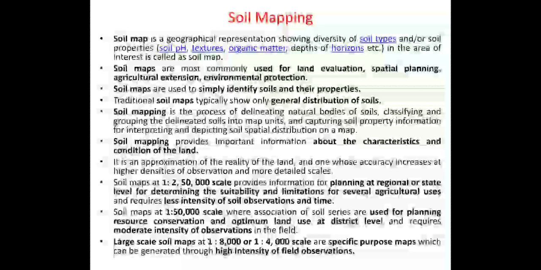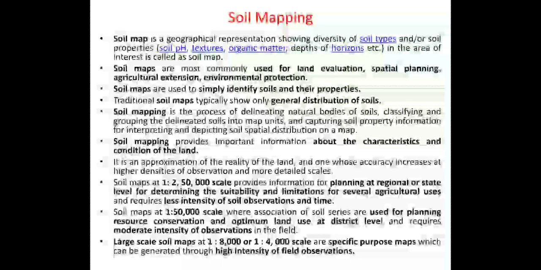Next, soil mapping is the process of classifying and grouping the natural bodies of soils into map units and capturing soil property information for interpreting the soil spatial distribution on maps. The soil mapping concept is used to collect information on the natural bodies of soil present on the earth, which should be categorized, classified, or grouped into map units.